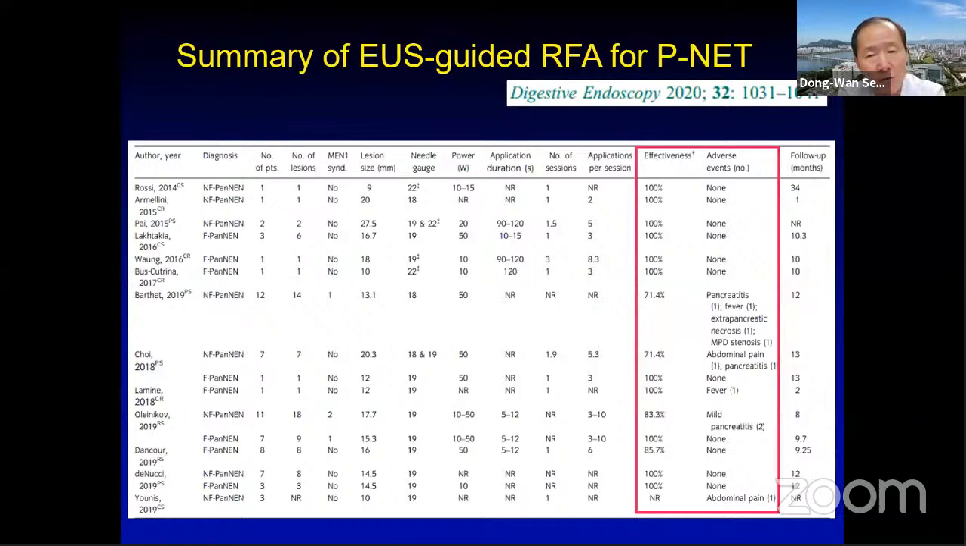This table summarizes the EUS-guided RFA results for PNET. If you look at the effectiveness, most of the cases show very good results, and the adverse events are not that many, and there is no life-threatening complication.